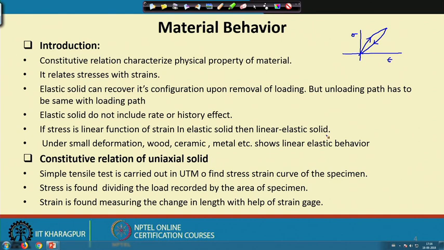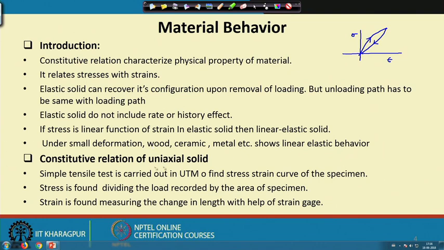Now, if stress is a linear function of strain, then it is a linear elastic solid. Similarly, if strain is a linear function of displacement, it is geometric linearity. So, under small deformation, that means when the displacement of the body is small, wood, ceramic, metal, etc. show some linear behavior.